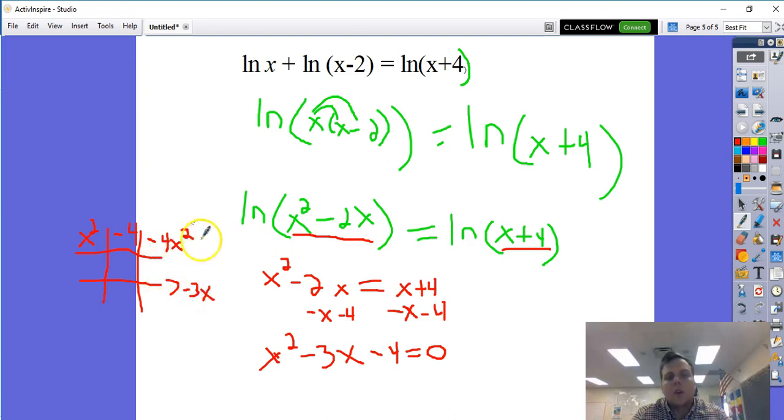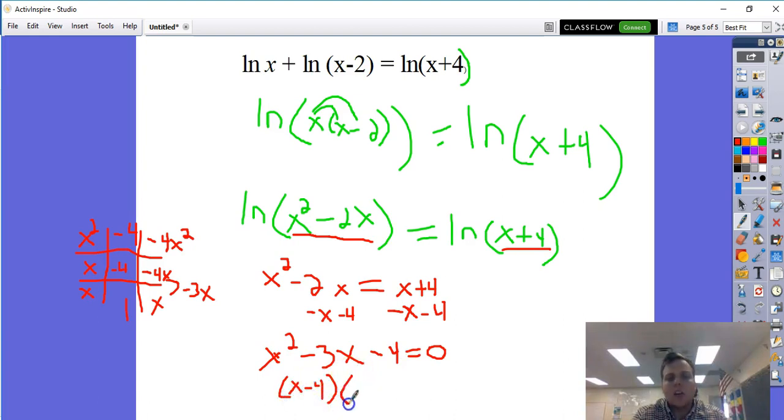Okay, so I need to find two numbers that multiply to this, but add to this. Well, hopefully, oh yeah, that's pretty obvious. Negative 4x and positive x. That would multiply to negative 4x squared, and it would add to be negative 3x. Now, what do x squared and negative 4x have in common? X. What do x squared and x have in common? X. X times what is negative 4x? Negative 4. X times what is x? 1. Go across, go across. So we can rewrite x squared minus 3x minus 4 as x minus 4 times x plus 1.